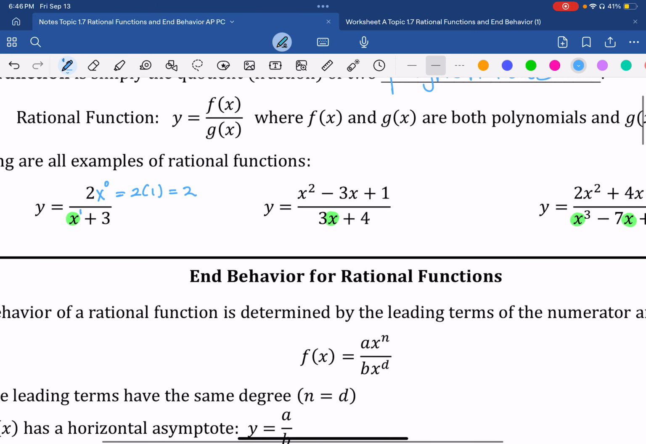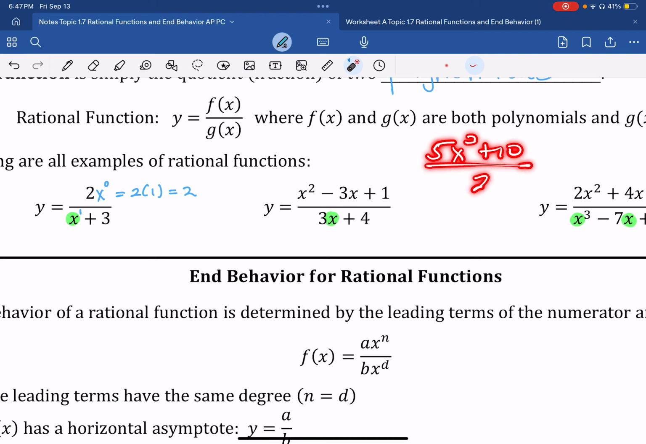And yeah, so for example, if I tell you 5x cubed plus 10, and then this is divided by 2, that would not be a rational function because there is no variable in the denominator. If I put 2x, then yes, but if it was just 2, it would not be a rational function.